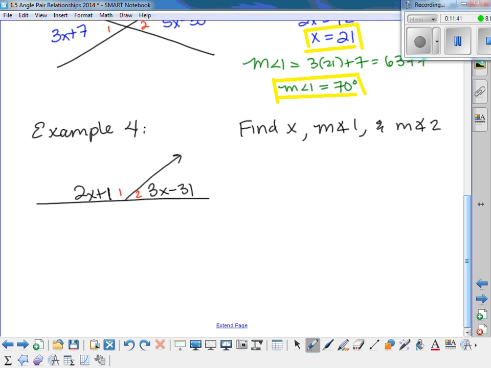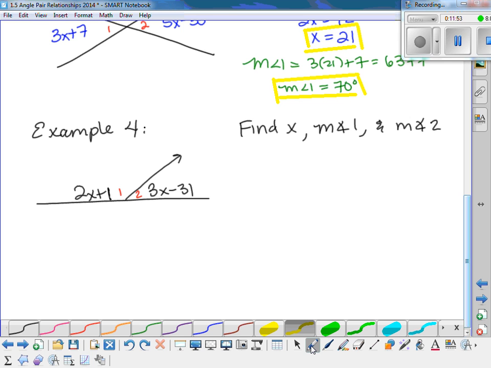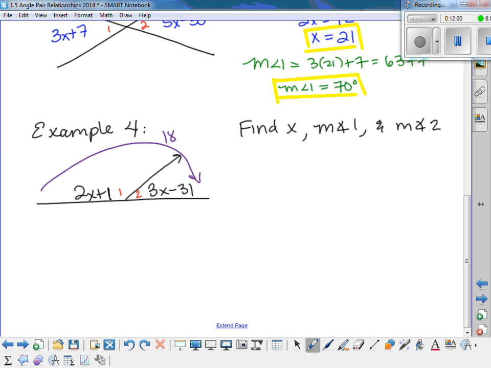Alrighty, and then for example 4, now I have a linear pair. I'm going to find x, the measure of angle 1 and the measure of angle 2. So in this case, because it's a linear pair, I know that they add up to 180 degrees. I didn't say anything about it being bisected, so I can't make them equal to each other, but I know if I add them together, 2x plus 1 plus 3x minus 31, that has to equal 180 degrees.